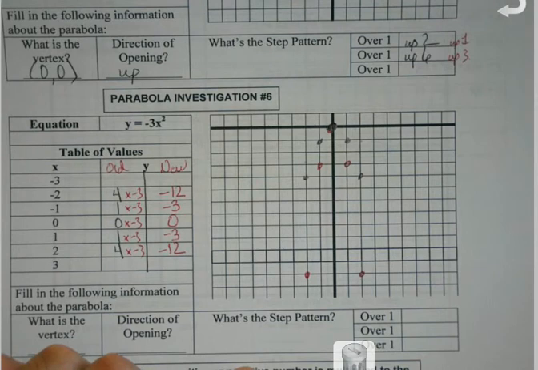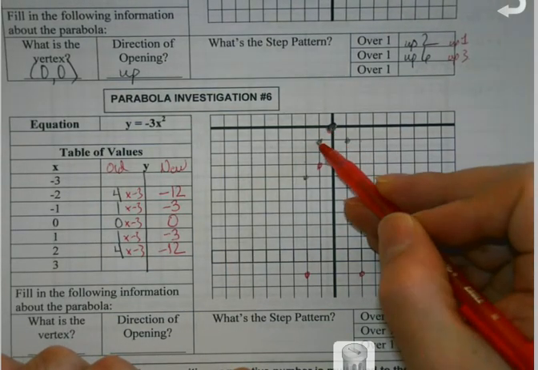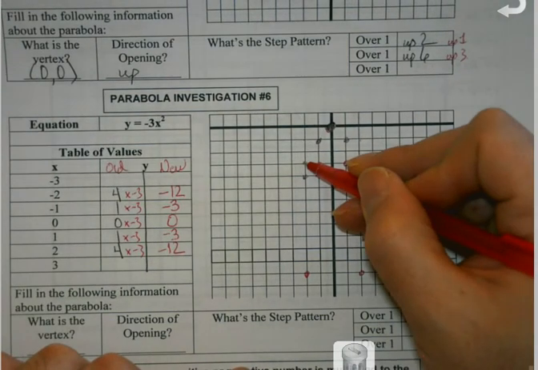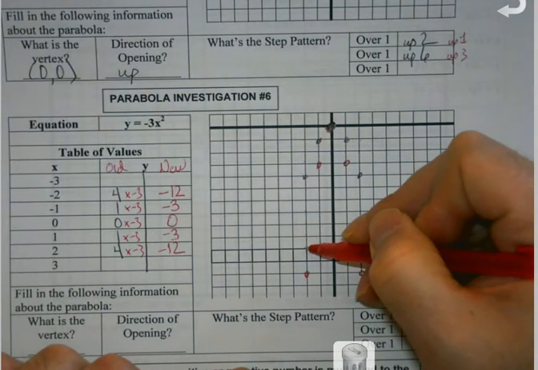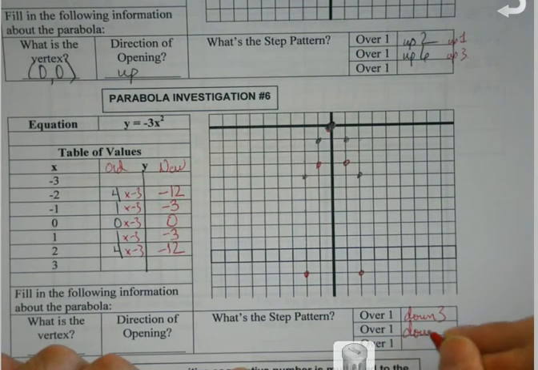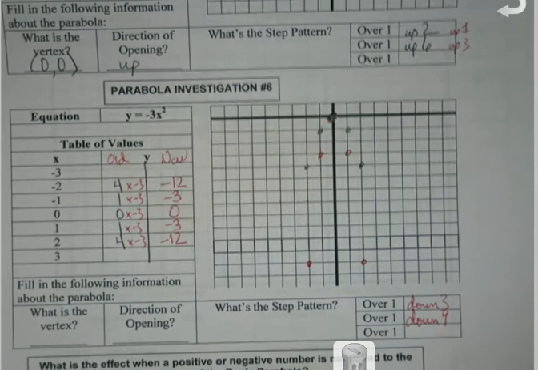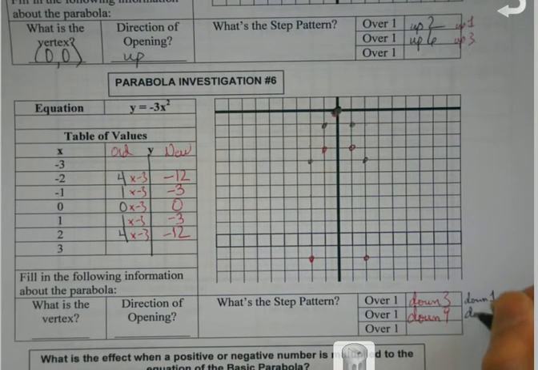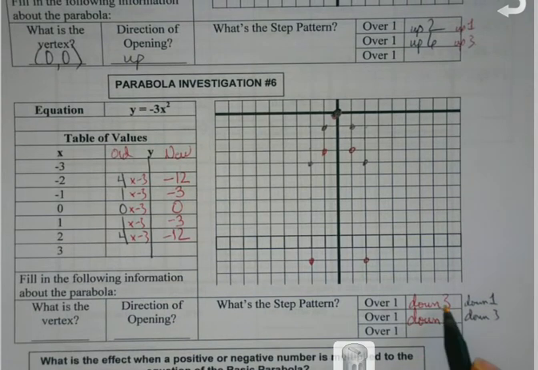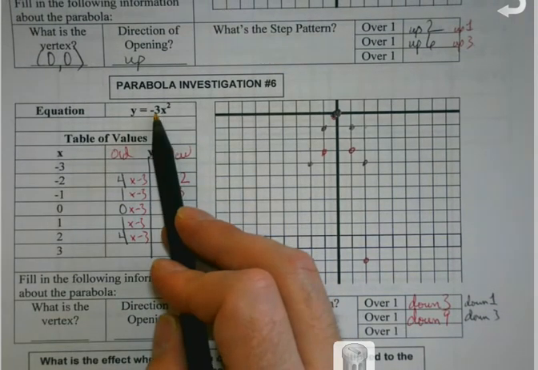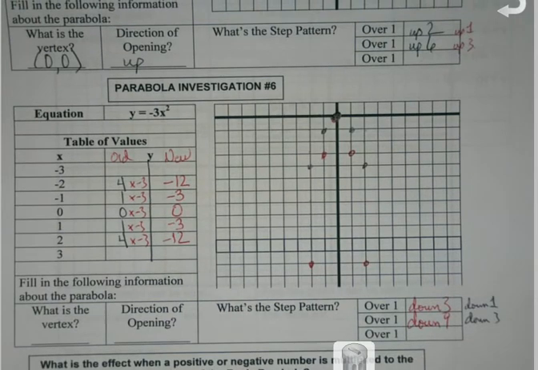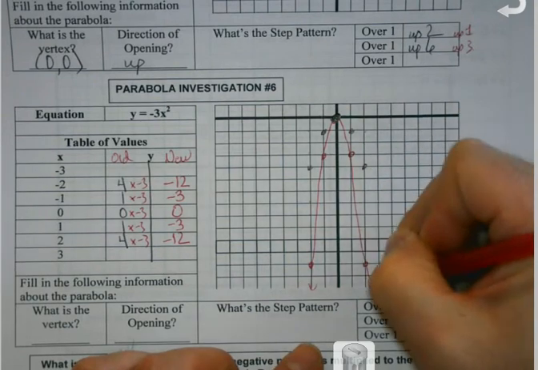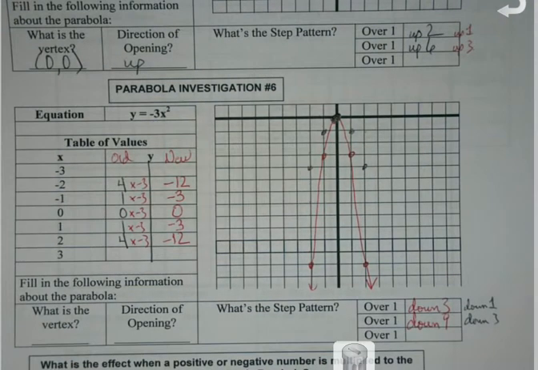So I say, hey, my pattern is over 1, down 3. Over 1, down 1, 2, 3, 4, 5, 6, 7, 8, 9. And just think about it again. For my base, I went down 1, down 3. What did I do? I multiplied by 3. Just like I have in front there, except it was coming down instead of going up. The pattern still isn't changing.